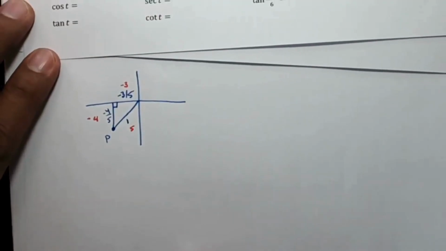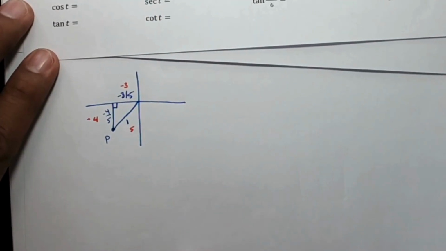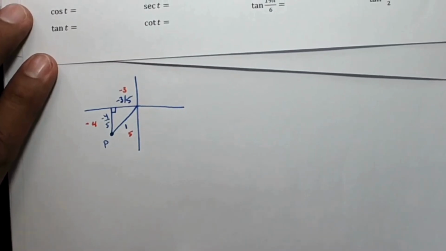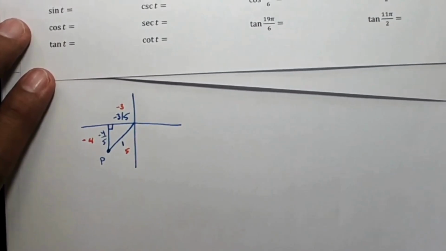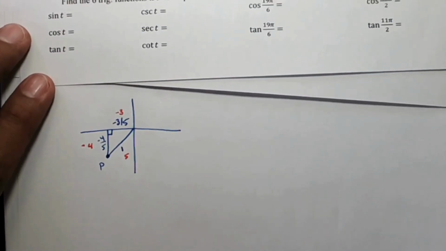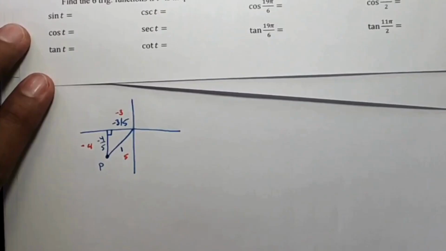That's how we can use our triples. 3, 4, 5, or 3/5, 4/5, and 1 would all be similar triangles. Okay, not 1/5. It's -3/5, -4/5, and 1. The hypotenuse would have to be 1 for that to work out. 1/5 is smaller than the other 2, and that can't work.